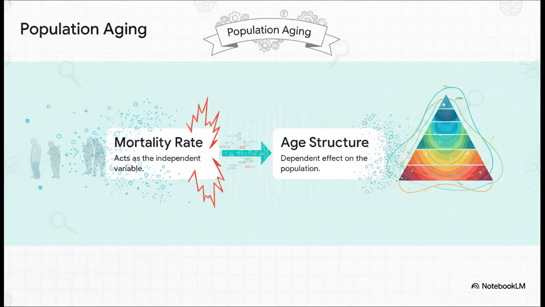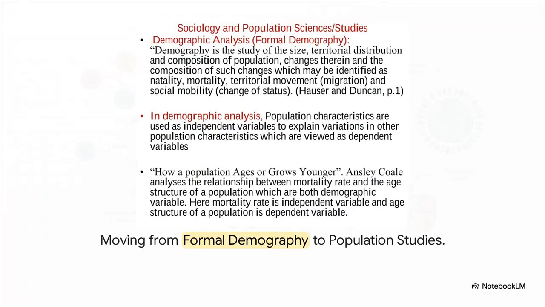with each other. To put that into perspective, look at how Ansley Coale's mechanics illustrate formal demography perfectly. In his analysis of how a population ages or grows younger, the mortality rate acts as the independent trigger. This internal demographic shift directly causes the dependent effect on the population's overall age structure. It's just a pure cause and effect loop entirely contained within the demographic data itself. Pretty straightforward, right? Now, population studies comes in and completely breaks that seal.